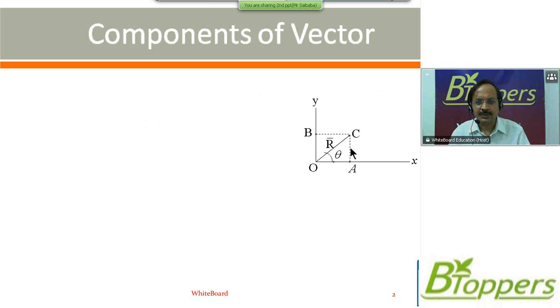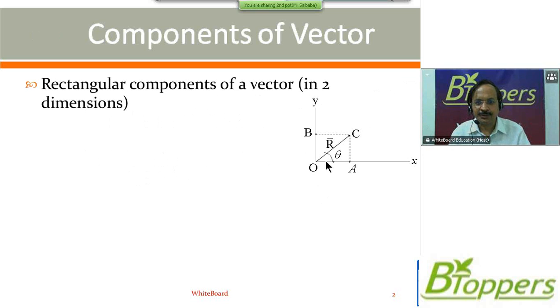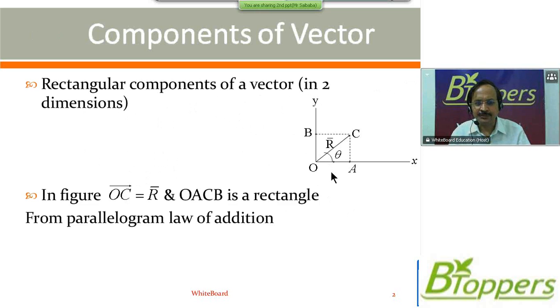So in the figure, the direct line segment OC bar represents the vector R bar and OACB is rectangle. That means here, this is the diagram I have discussed for rectangular components of vector in 2 dimensions. I mean vector R bar lies in the xy plane. In the figure, the direct line segment OC bar represents the vector R bar and OACB is rectangle. And OACB, being a rectangle, is also a parallelogram. From parallelogram law of addition of vectors, we can write OC bar equal to OA bar plus OB bar.